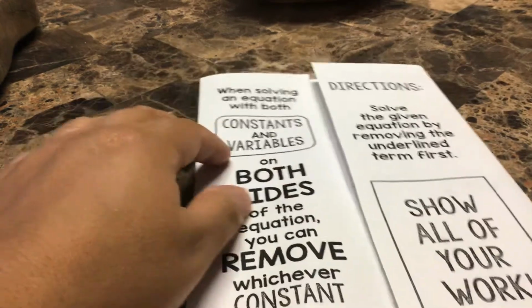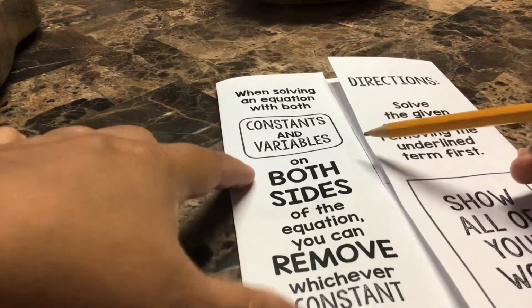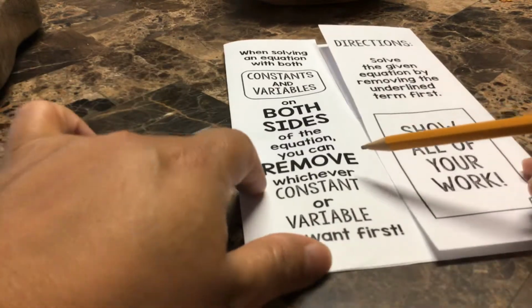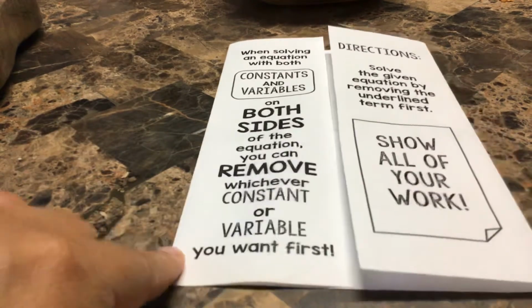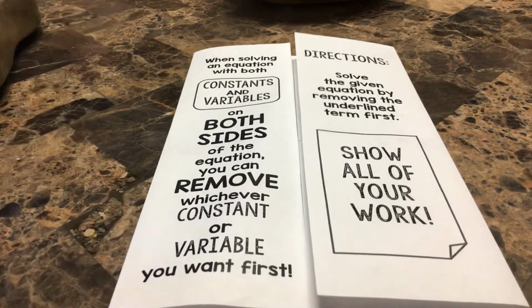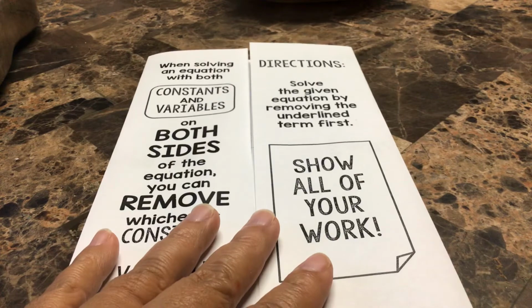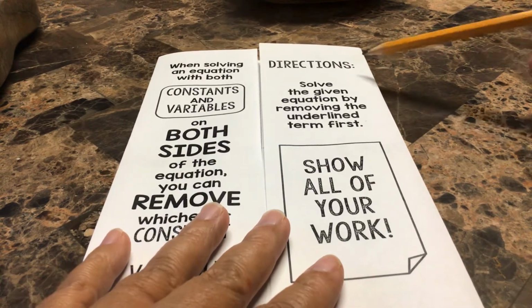It says when solving an equation with variables, constants and variables on both sides of the equation, you can move whichever constant or variable you want first. And this is true. You'll always get the correct answer. But I'm going to show you the way I would like for you to do it in class. It just helps me verify that you've done all the steps.